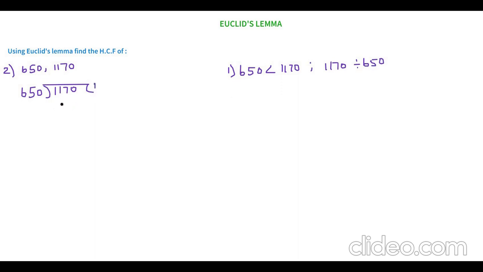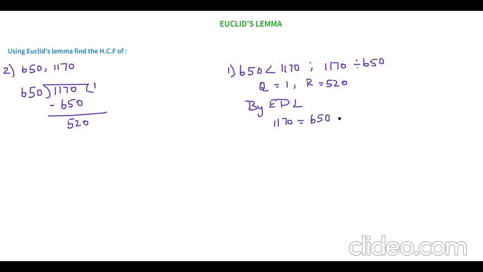So let's see what will be our quotient. So our quotient will be 1, 650. If we subtract this, we get 520. So when we divided these two, our quotient was 1 and the remainder is 520. So let's write by Euclid's division lemma. What do we get? Yes, we will write our dividend, which is 1170, equals our divisor, 650, times quotient, plus 520.